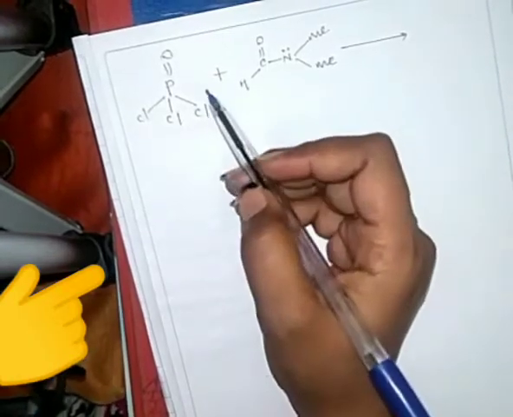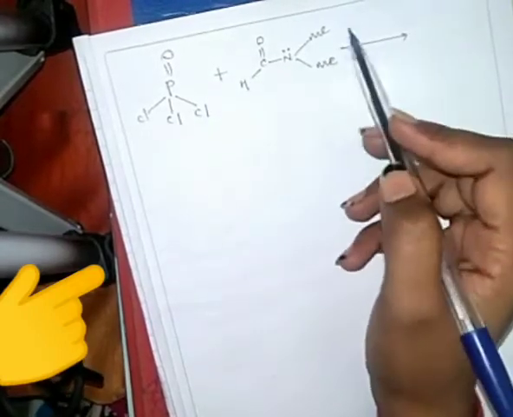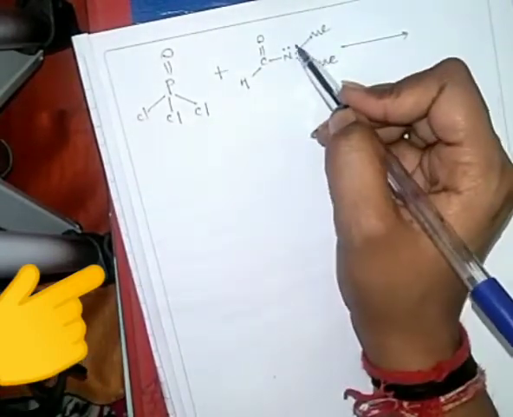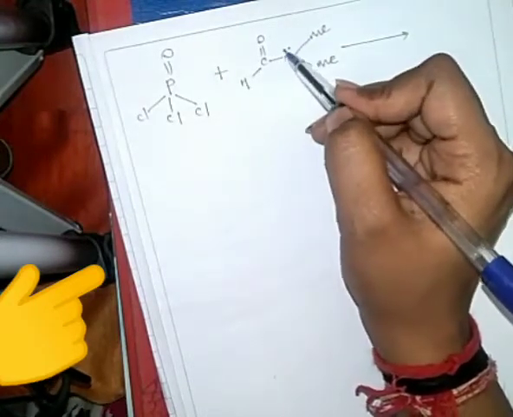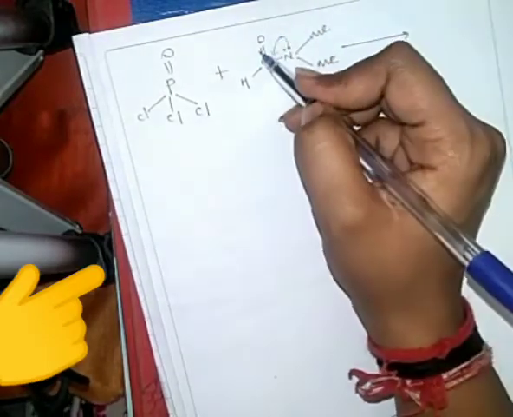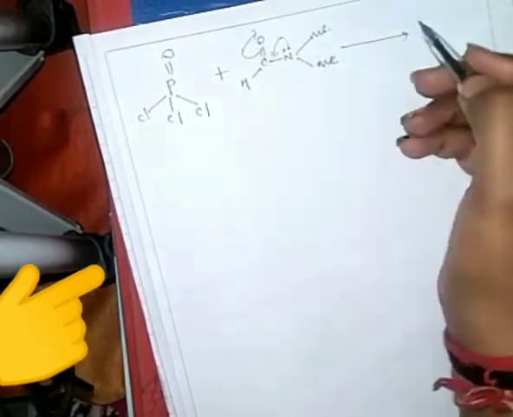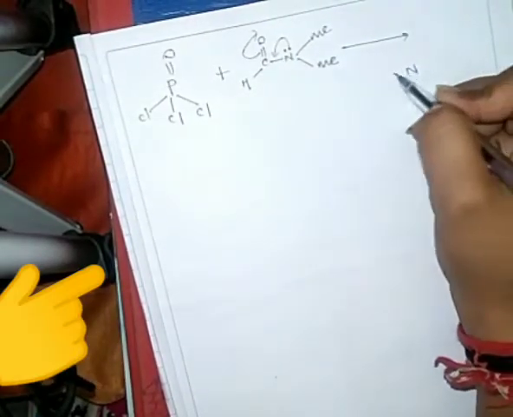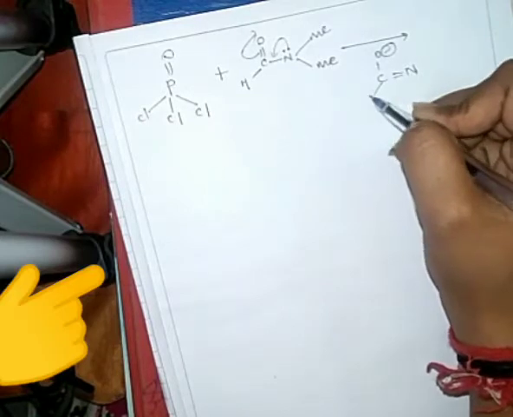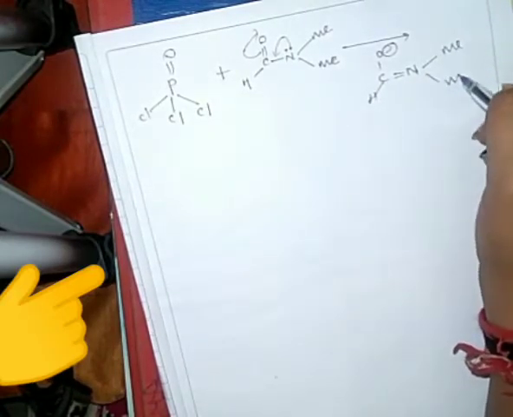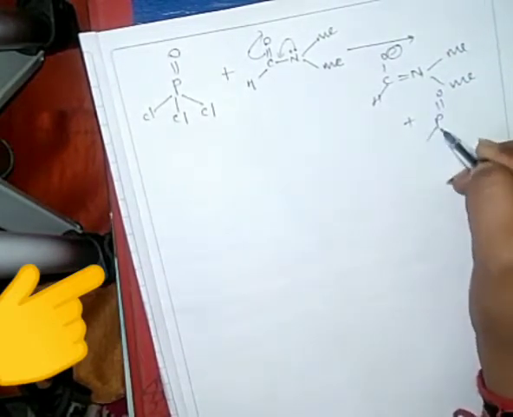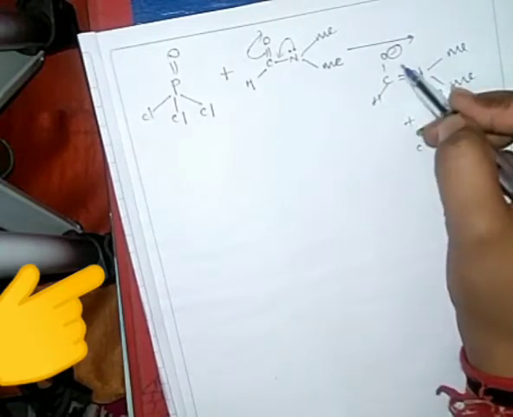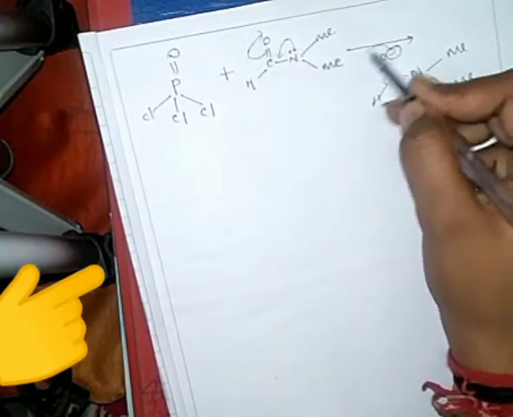So this is the structure of POCl3 and this is DMF. First we see how negative charge is generated in DMF. This lone pair of electrons attacks on that position and this is shifted there. We get N double bond C, O negative, H, Me, Me, where Me is methyl. Okay, next it reacts with POCl3. This negative charge attacks on phosphorus and this bond is shifted onto oxygen.